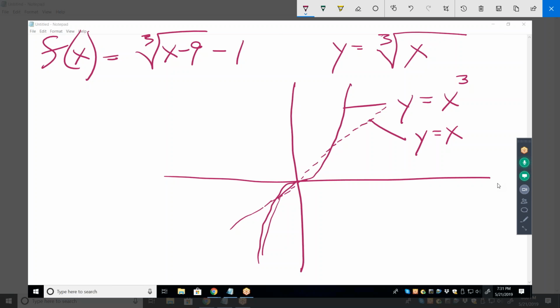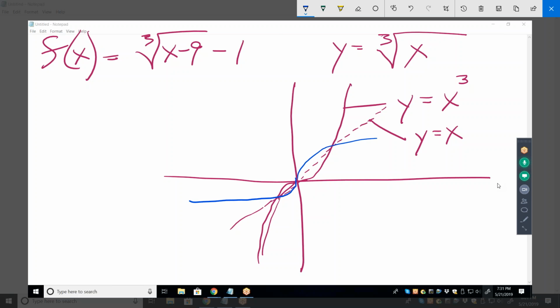Okay, so how do I reflect that? Basically, this part of it will go like this, right? And this part of it would go like this.